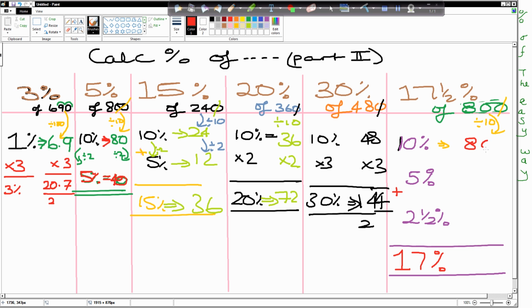Okay. Now, I want to work out 5% knowing 10%. How do I get to 5% if I know 10%? What do we do to the 10% value? You divide it by 2. Divide it by 2. So we get 80 and we divide that by 2. So 80 divided by 2 becomes 40.